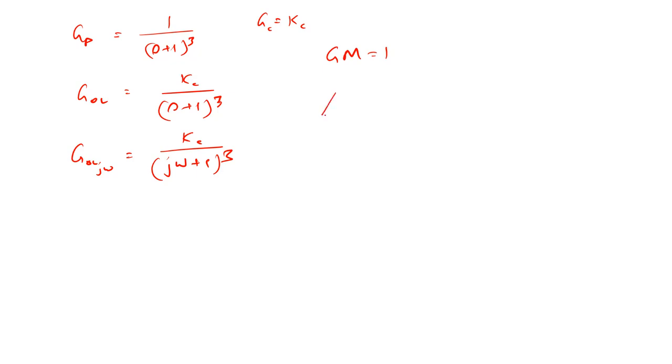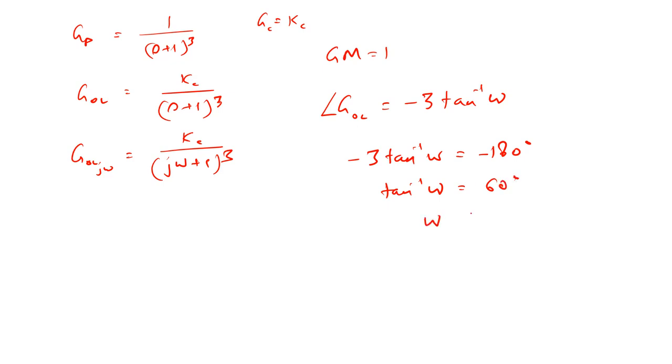Okay, so the angle of G is equal to minus 3 times tan inverse omega. I want this at the critical frequency: minus 3 times tan inverse omega should be equal to minus 180 degrees, and therefore tan inverse omega should be 60 degrees, and therefore omega is equal to what? Square root 3 radians per minute. So omega is square root 3 radians per minute.